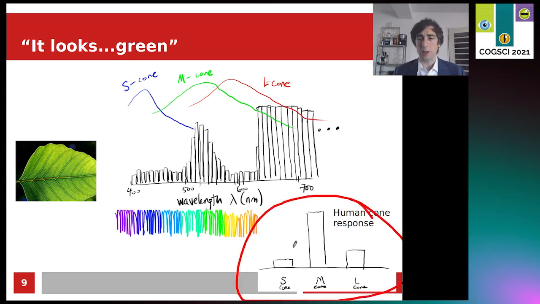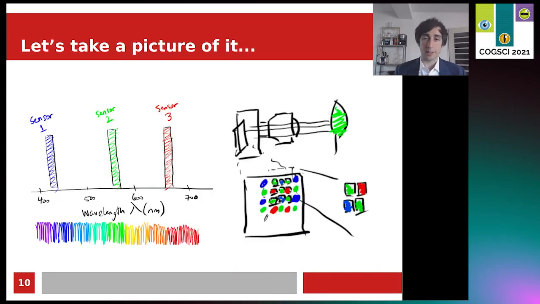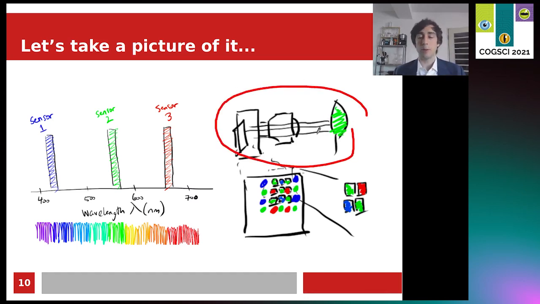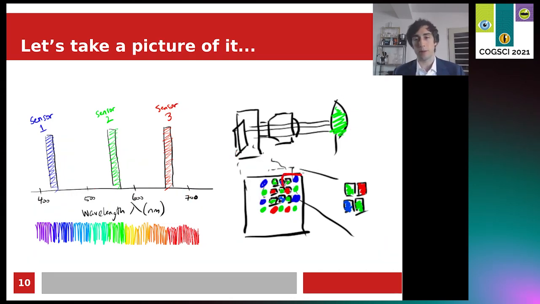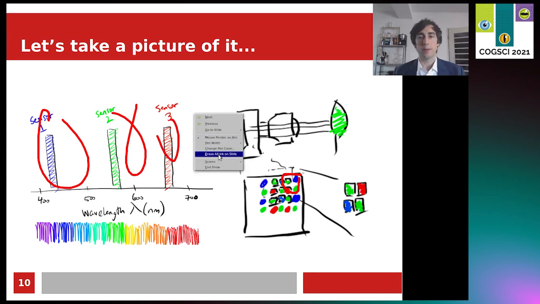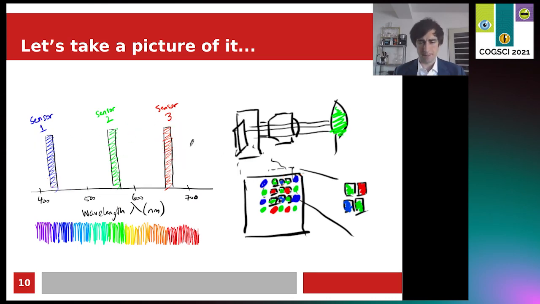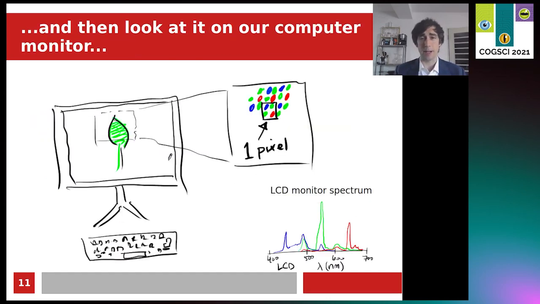And so the response of the human cones will look like this. The short wavelength cones would have low response. The M cones would be highly activated, and the L cones would also have a relatively low response. Of course, if we want to do an experiment with a picture, we might say, let's take a picture of the leaf. Well, we have a digital camera or a film camera, which has different sensors or chemicals that are sensitive to different wavelengths of light at different amounts. So, for example, you have different pixel sensitive areas in your camera's imaging sensor, sensor 1, sensor 2, sensor 3, which detect bluish, greenish, and reddish light. Very narrow, very good sensors these are, very accurate.